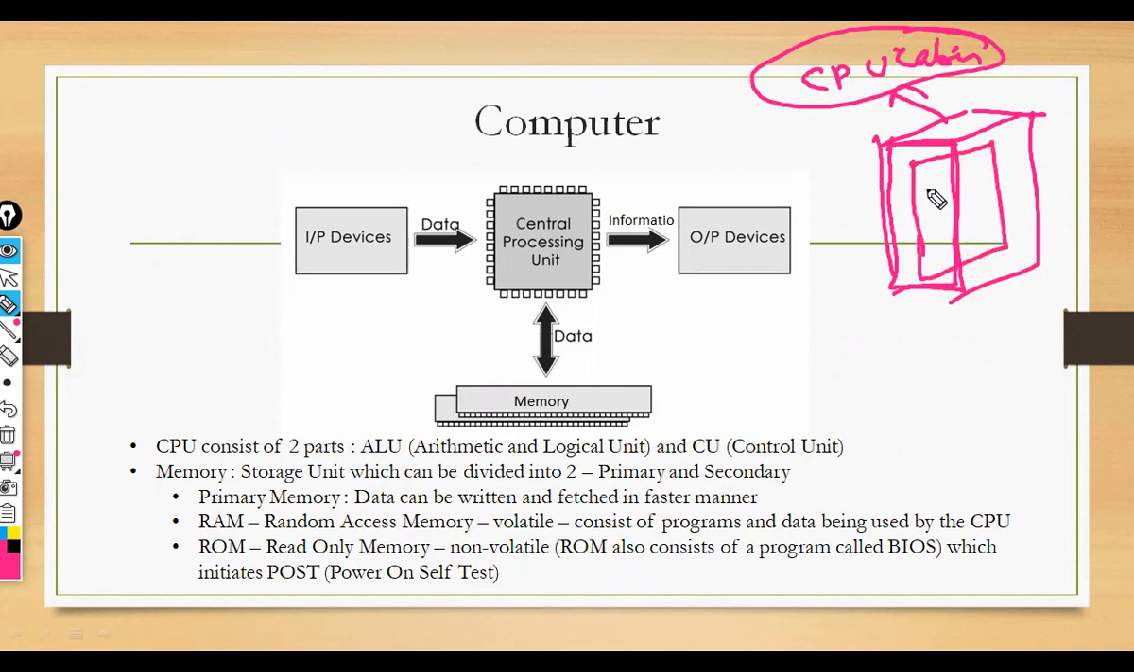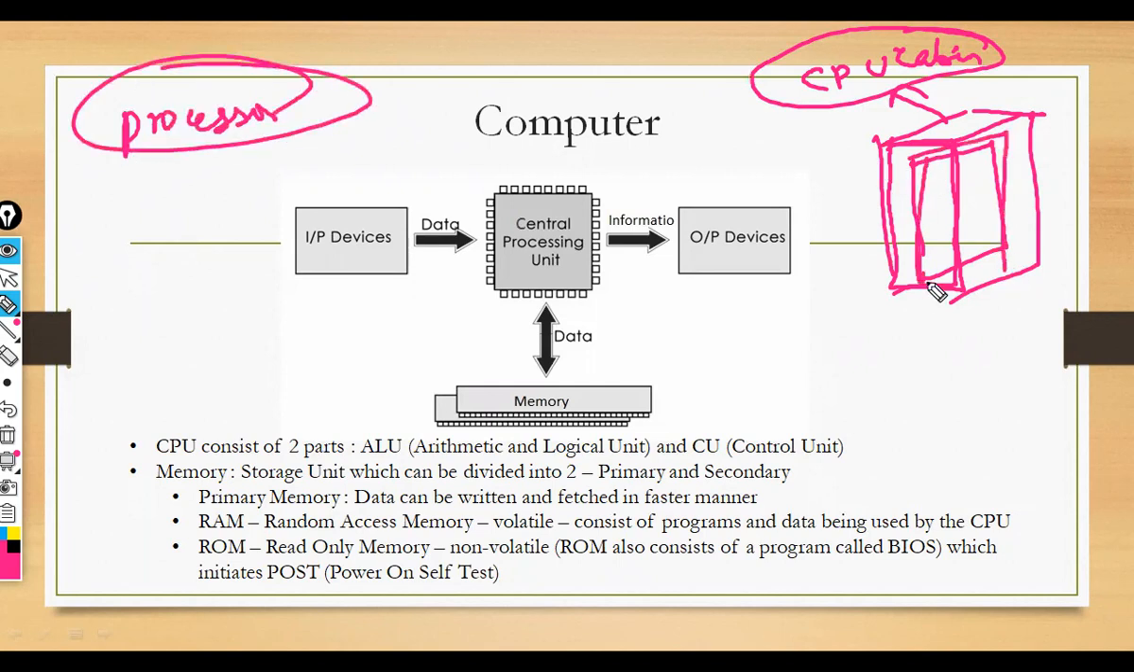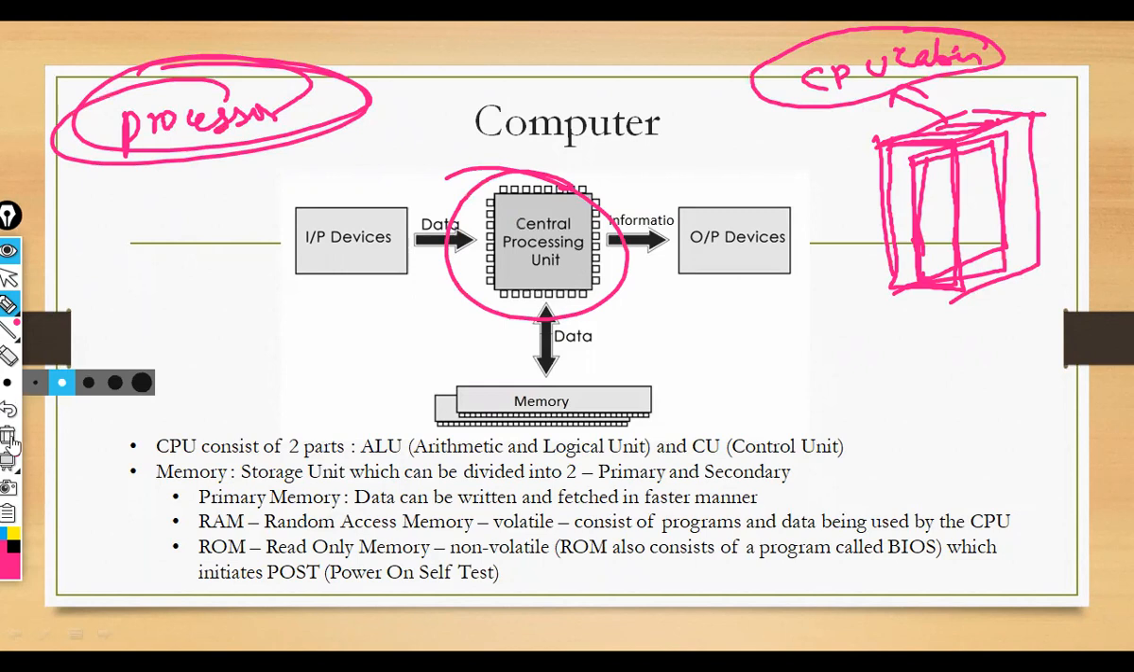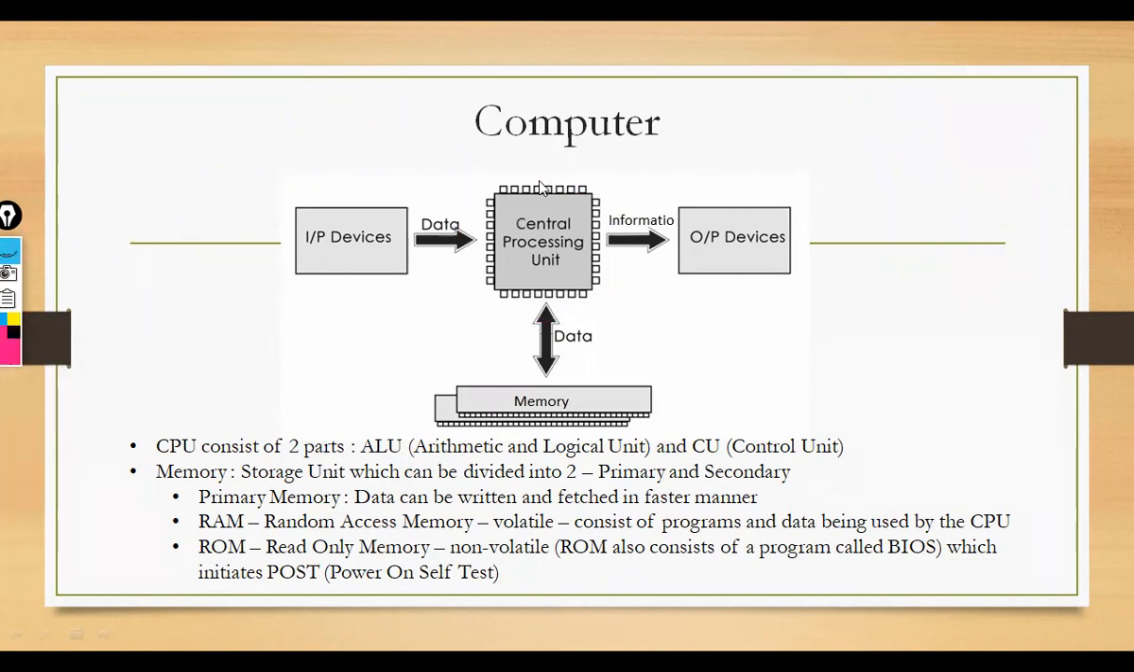Actually the CPU is the processor. It's not really this cabin. So this is the cabin which holds the motherboard. And in the motherboard, you will have a processor which is the CPU. Clear? Okay. Now, so this is the computer.